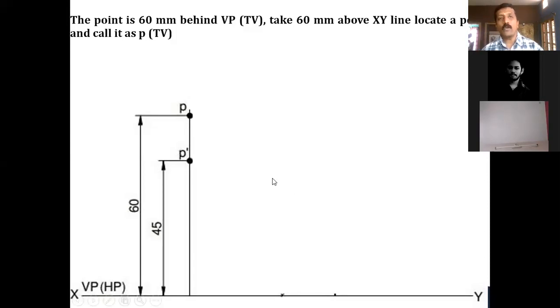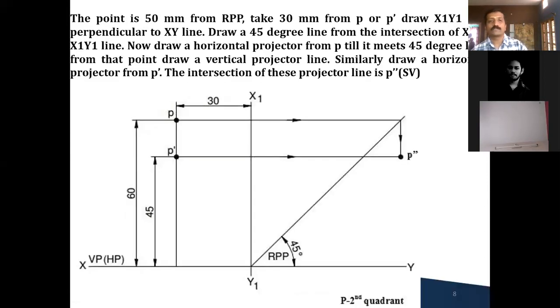Now to draw the side view, what information is given? 30 millimeter from RPP. So you take 30 millimeter from the point P dash, wherever you have drawn 30 millimeter, draw the X1 Y1 line. Draw the X1 Y1 line perpendicular to your XY line. After drawing the perpendicular X1 Y1 line, 30 millimeter with respect to RPP, this is your intersection line.